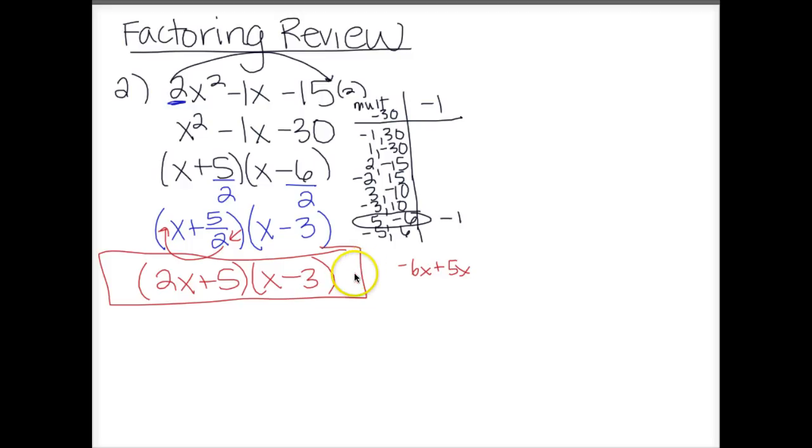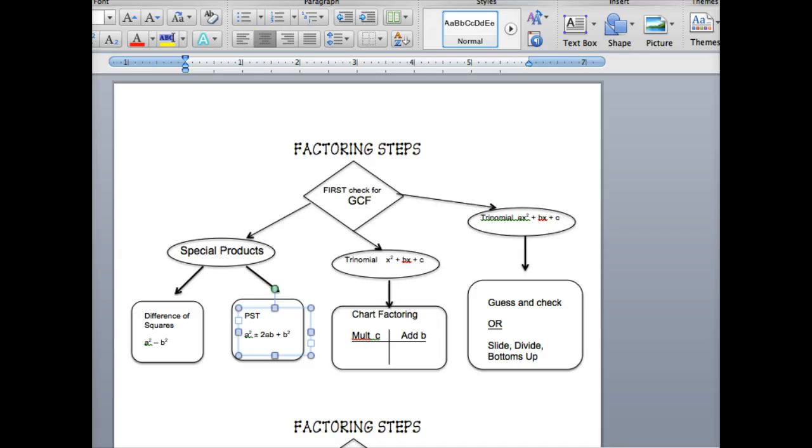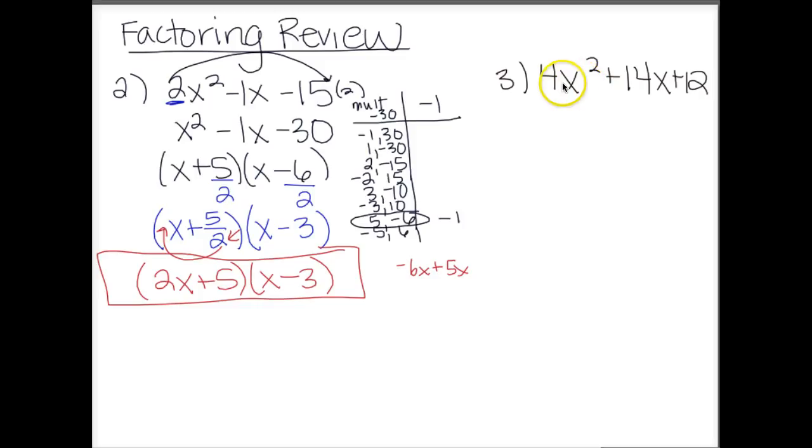All right. Next one that we're going to look at is number 3, actually, the very next problem. So number 3, 4x squared plus 14x plus 12. So always follow the flowchart steps. First I look for the GCF. 4, 14, and 12 are all even, so I know for sure they're all divisible by 2. 14 isn't divisible by 4, so 2 is the GCF.